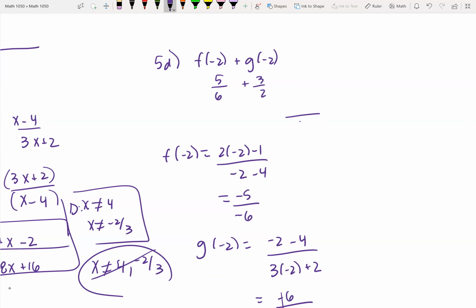Now I have to get a common denominator, which is 6. This guy already had the 6. 2 times 3 is 6, so 3 times 3 is 9. That gives me 14 over 6, which reduces to 7/3. Leave it just like that.